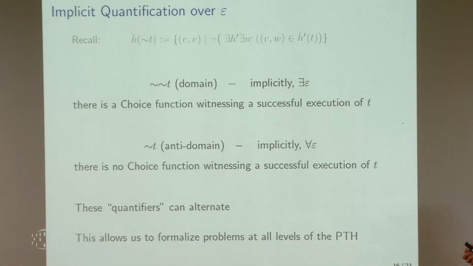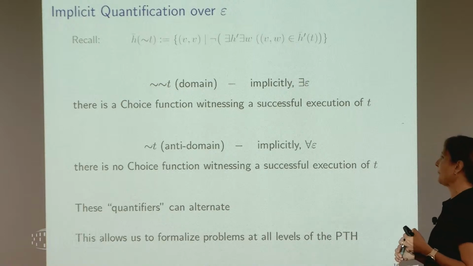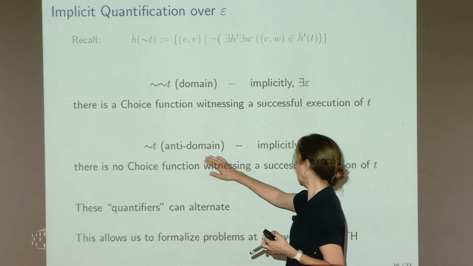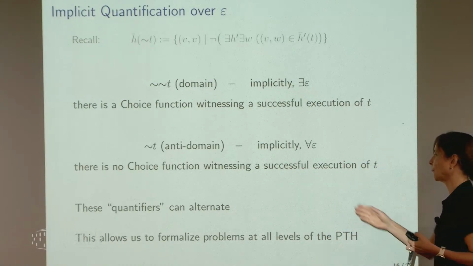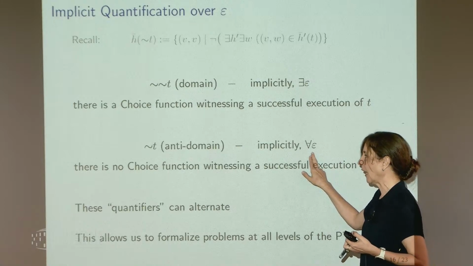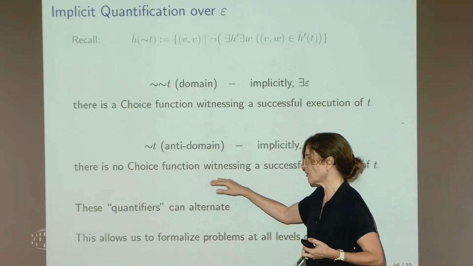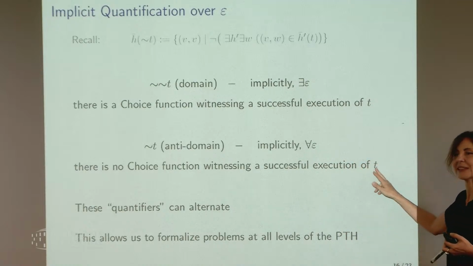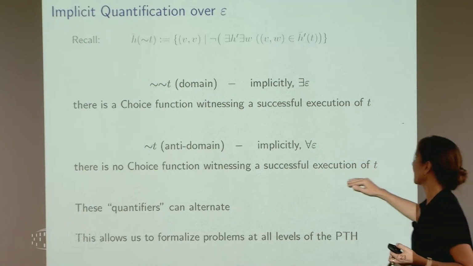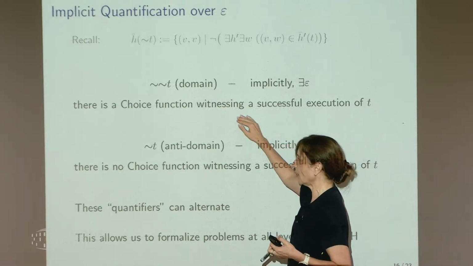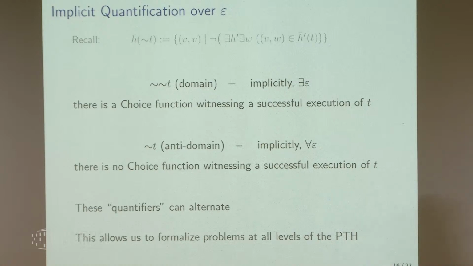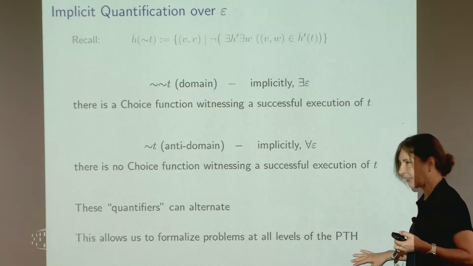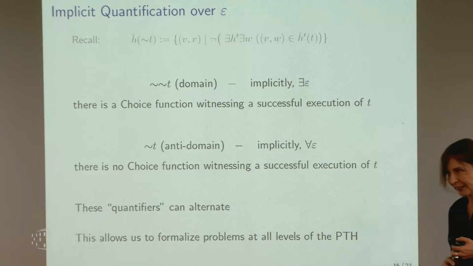How do we do quantification? Well, there are operations of anti-domain. Anti-domain is implicitly universally quantified over choice functions. Essentially, it says there is no choice function witnessing a successful execution of T. There is no such choice function. And the domain is existential. There is a choice function that witnesses the execution of T. These quantifiers can alternate, and because of that, we can formalize problems at any level of the polynomial time hierarchy.